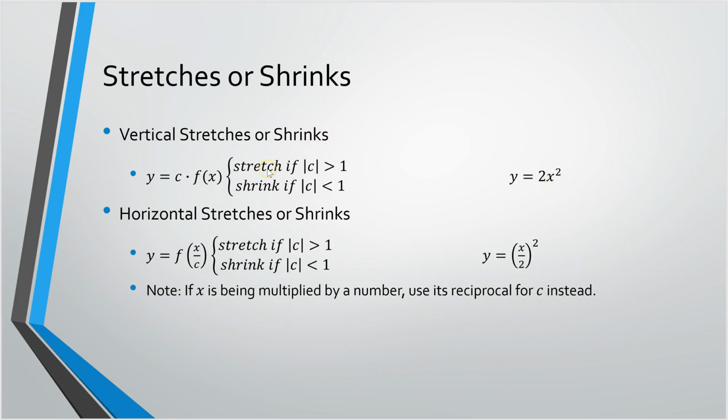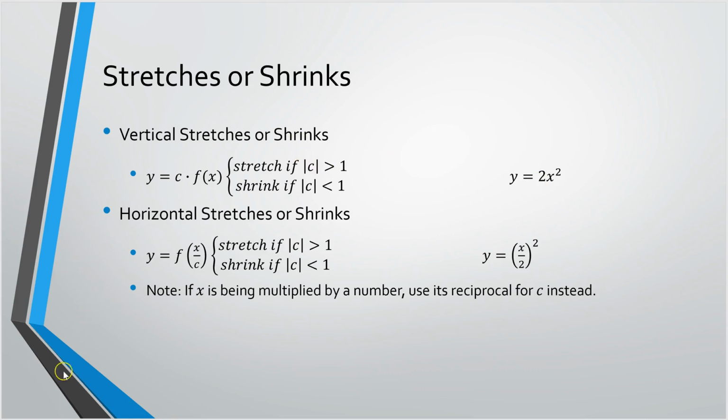It will be a stretch if the absolute value of the number you're multiplying is bigger than 1. It will be a shrink if you take the absolute value of that number and it's less than 1. The fact that we use the absolute value symbol here is really just to separate the reflections from the stretches and shrinks. So you can just ignore the negative sign. If you're seeing a whole number like 2, 3, or 4, it's going to make it 2, 3, or 4 times taller. If it's a fraction like 1/2, then it's making it half as tall. And we describe that as a shrink instead then.